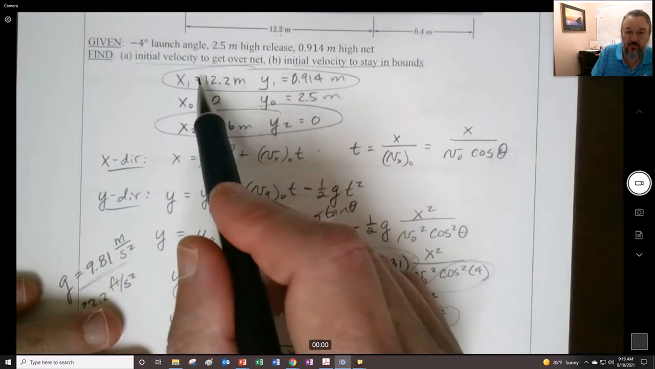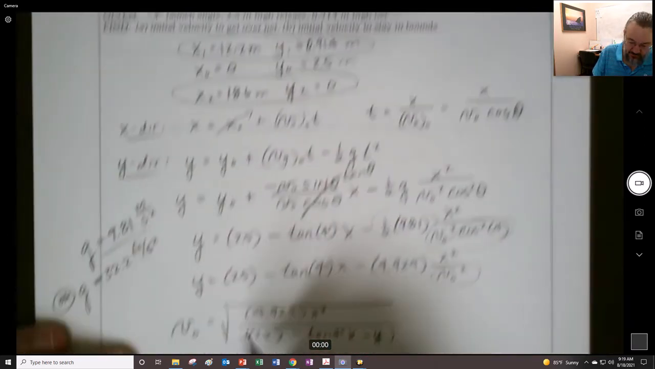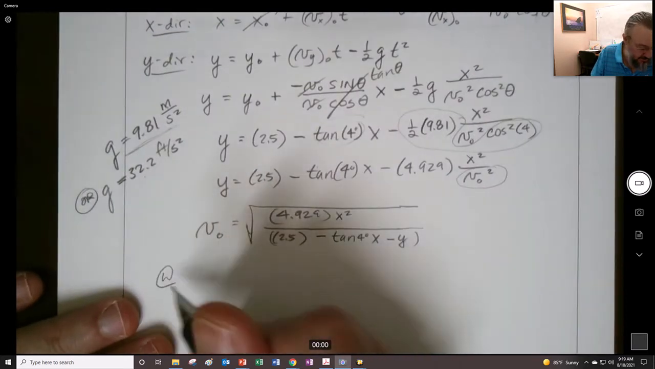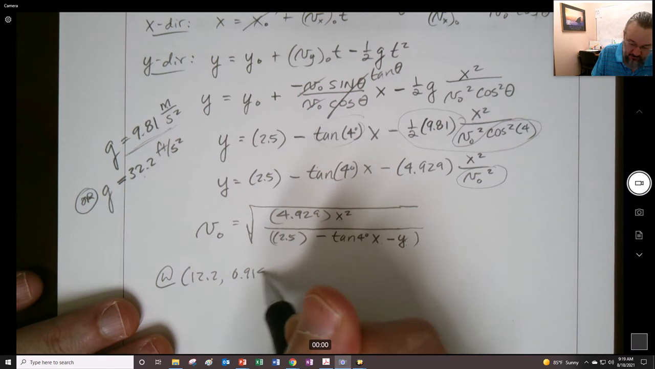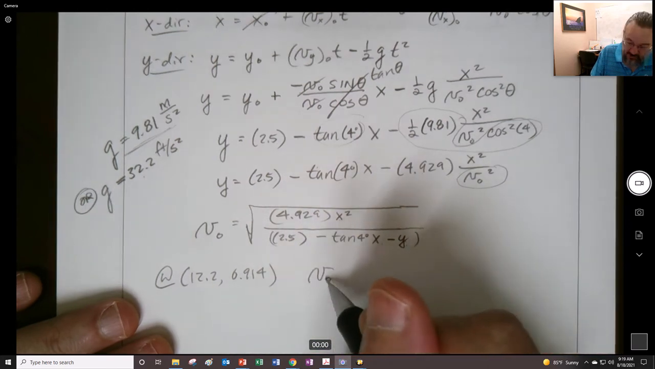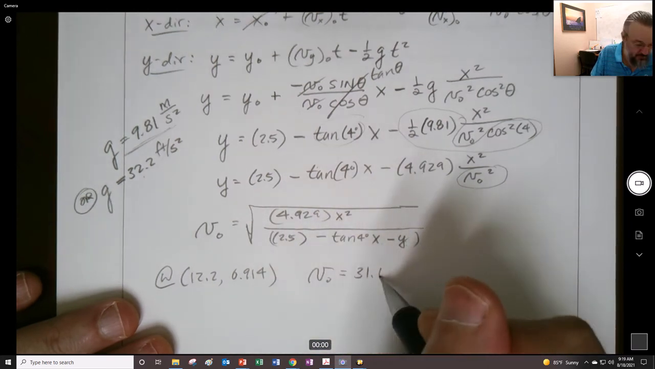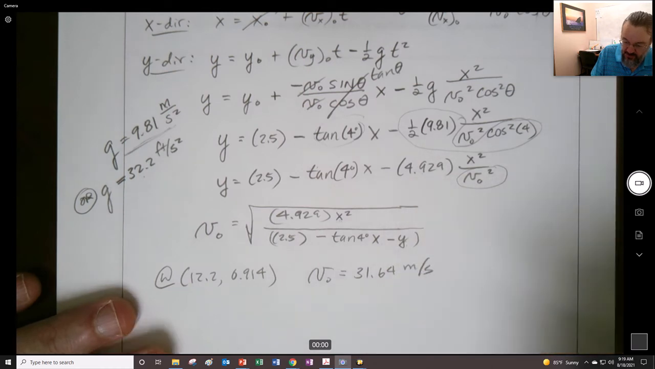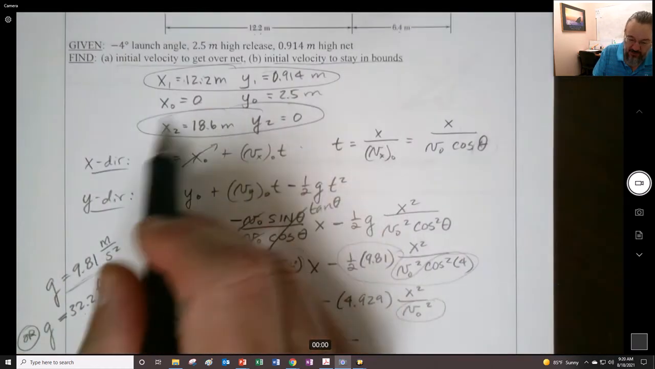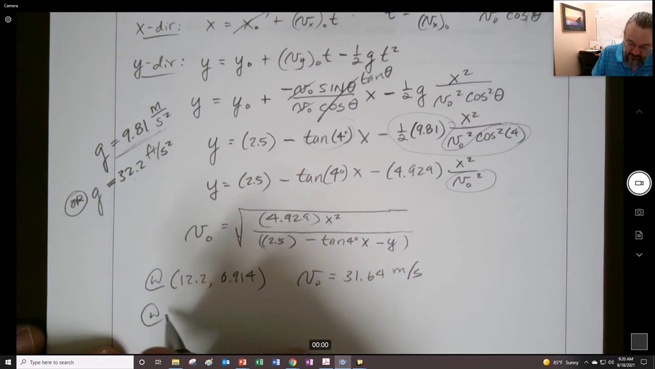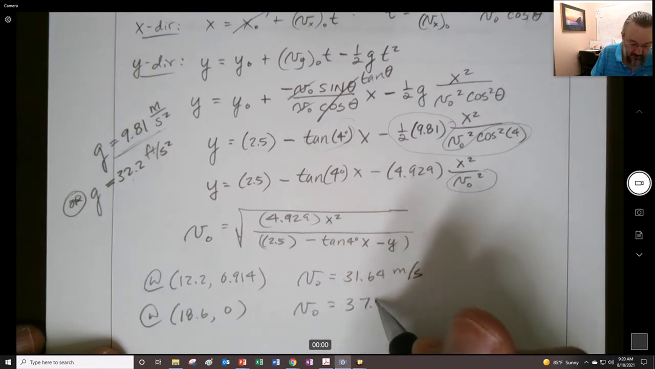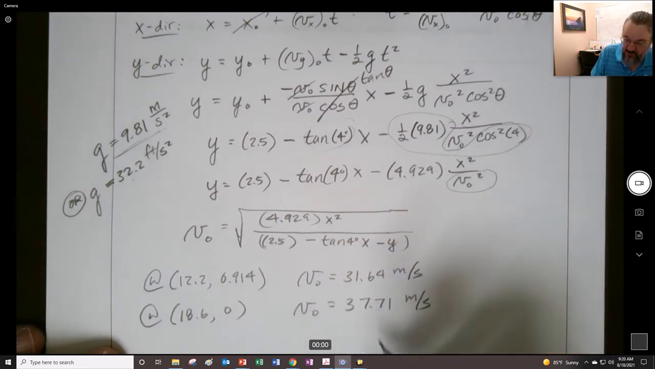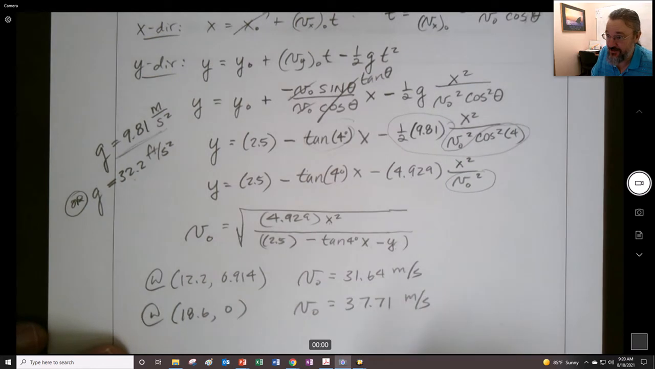So we go ahead and plug this in there, and I'm not going to put the math into the video. You can do this, 12.2 and 0.914. If you put that in there, you get V naught is equal to 31.64 meters per second. And then if you put in this other coordinate right here, 18.6 and 0, we get V naught has to equal 37.71 meters per second. So this is the range of velocities that you need to get.